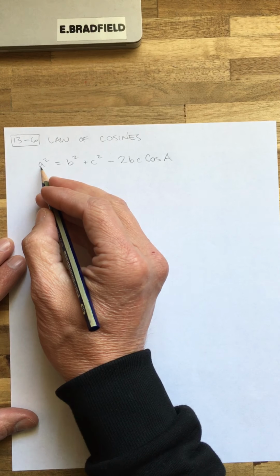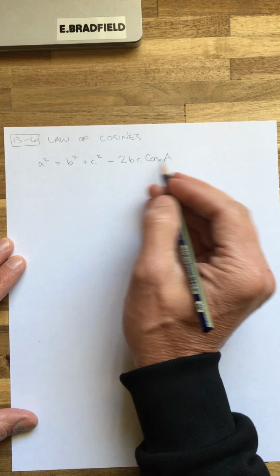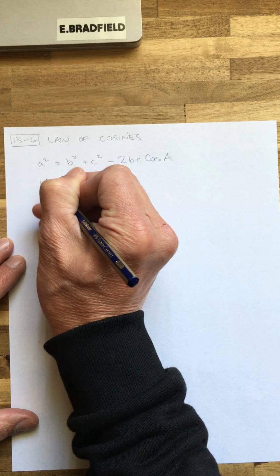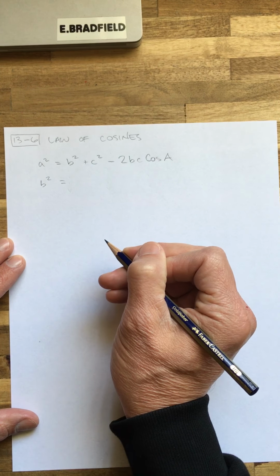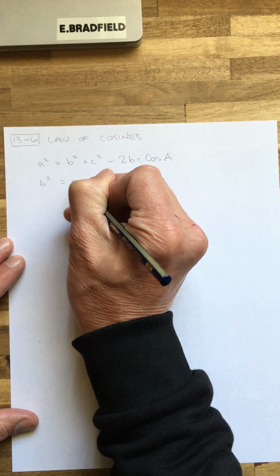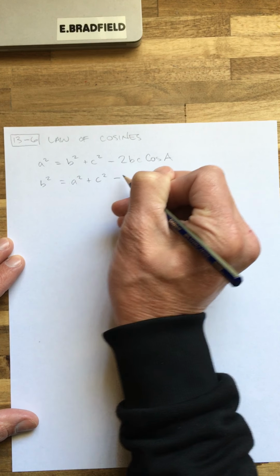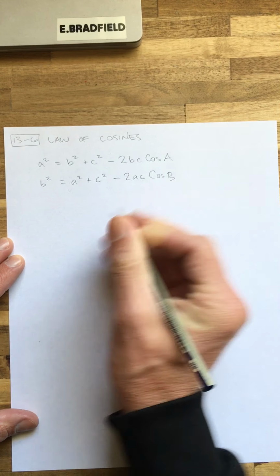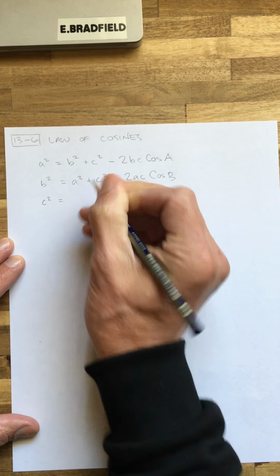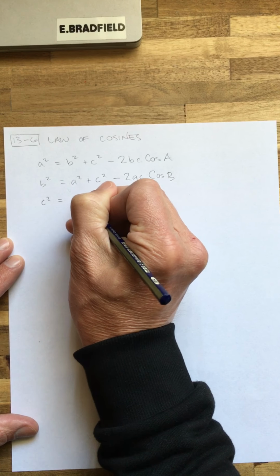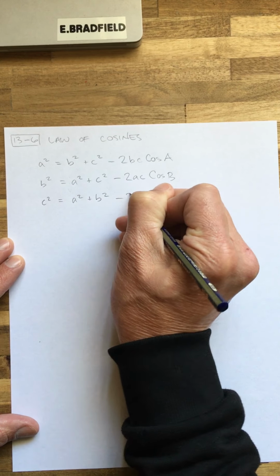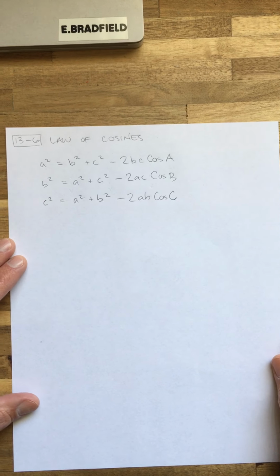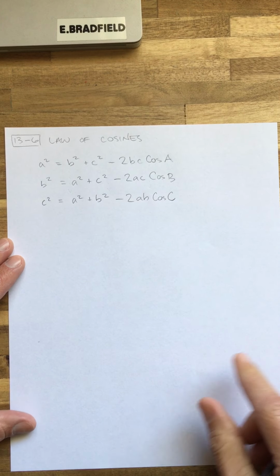This one says a, then b, then c, and then all this madness. Watch this, I'll just rearrange the letters. So now let's do b squared. What would b squared equal? I'm going to say that it equals a squared plus c squared minus 2ac cosine b. And then c squared equals, just do the other letters, a squared plus b squared minus 2 times ab cosine c. So there's the Law of Cosines, and let's dig in.